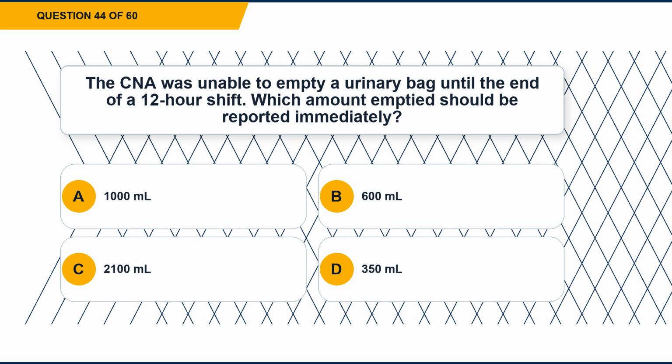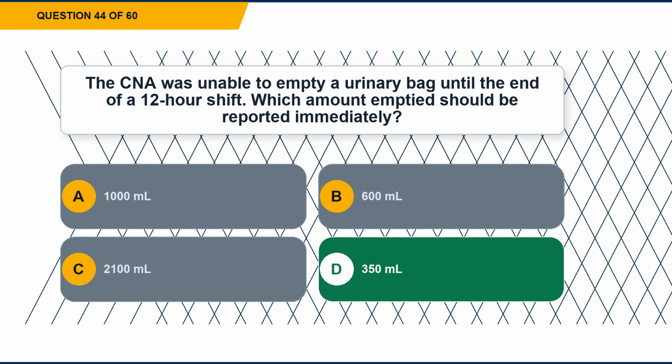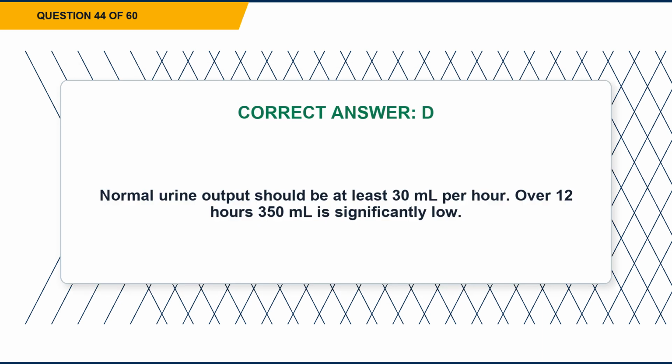Question 44. The CNA was unable to empty a urinary bag until the end of a 12-hour shift. Which amount emptied should be reported immediately? Option A. 1,000 milliliters. Option B. 600 milliliters. Option C. 2,100 milliliters. Option D. 350 milliliters. The correct answer is option D. 350 milliliters. Explanation. Normal urine output should be at least 30 milliliters per hour. Over 12 hours, 350 milliliters is significantly low.